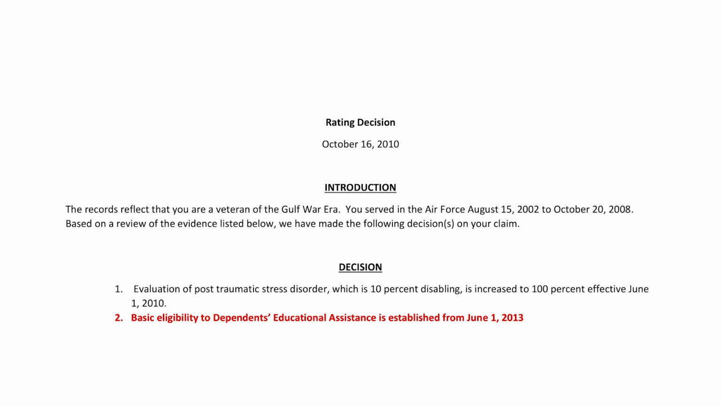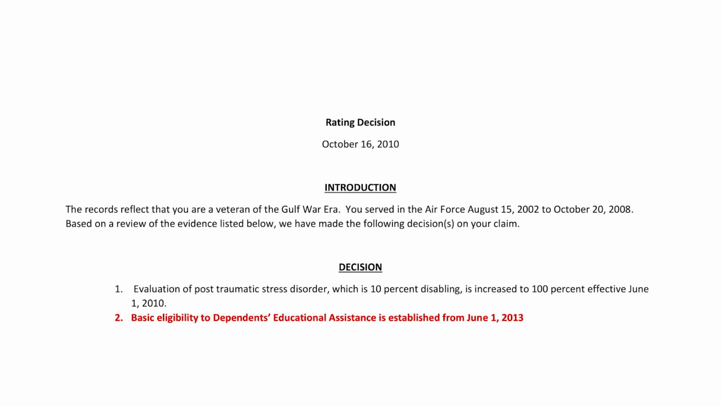in the rating decision. So if you're 100% permanent and total and you say, wait a minute, I don't think that I am, go back through your rating decisions, okay? And you want to find one where it states basic eligibility to dependents, educational assistance is established, and it'll give the effective date. This means that you are permanent and total.